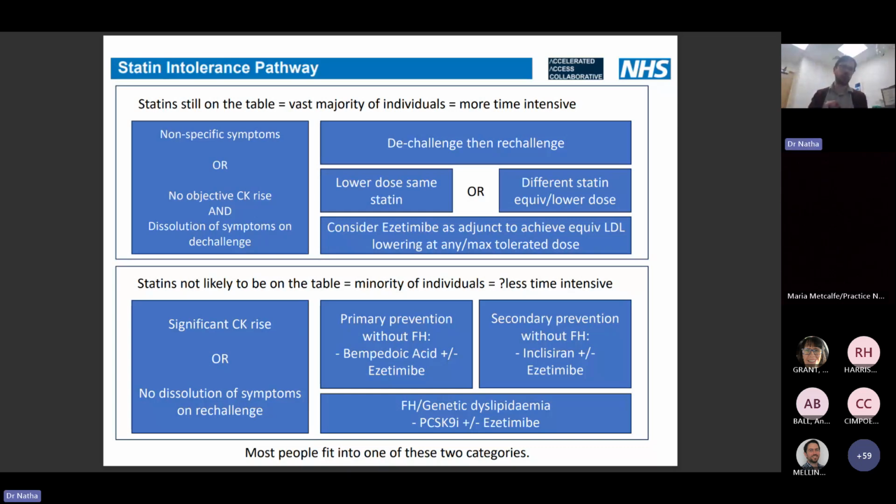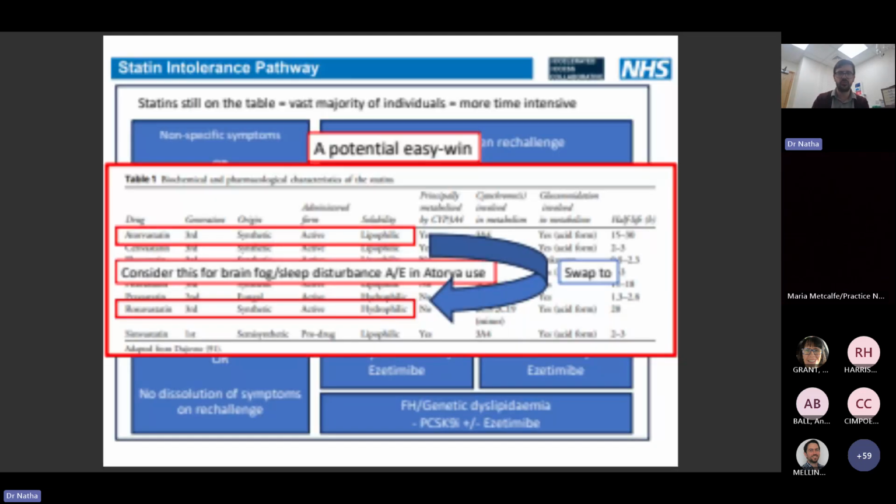The other main group of individuals are those where statins aren't on the table, either because you've already tried rosuvastatin and it's not worked, or the lowest dose of rosuvastatin and it's not worked. That's whenever you need to be thinking about those other options. For primary prevention, you might consider a medication like bempedoic acid. For secondary prevention, think about either monoclonal or inclisiran, PCSK9 therapy. And certainly it's an indication for lipid advice and guidance if you're thinking about how someone falls into those 2 categories and what option you go for.